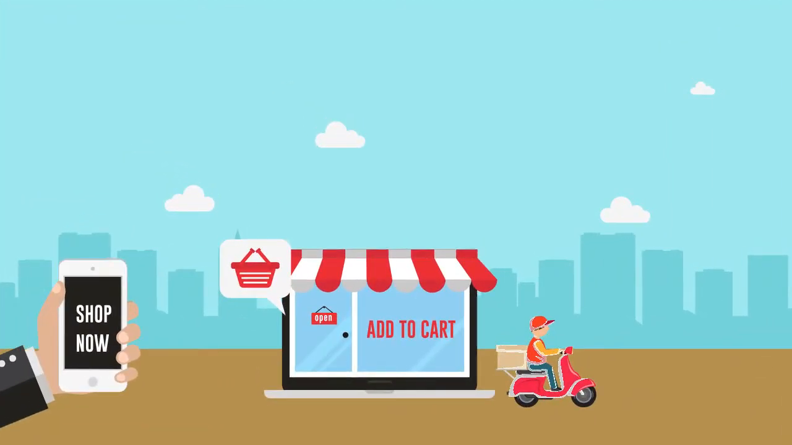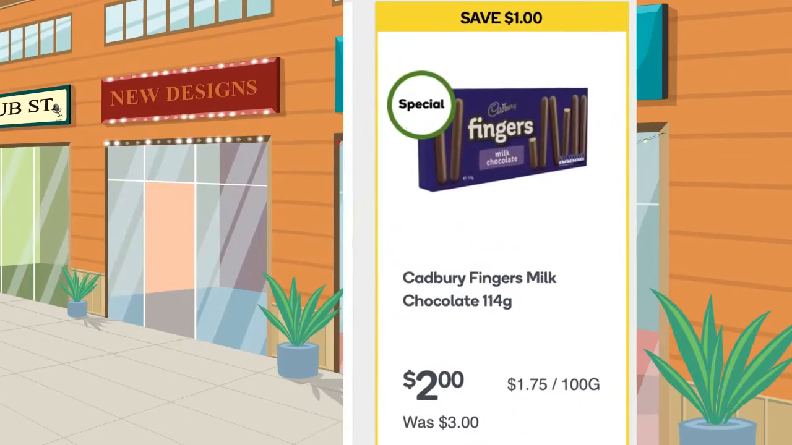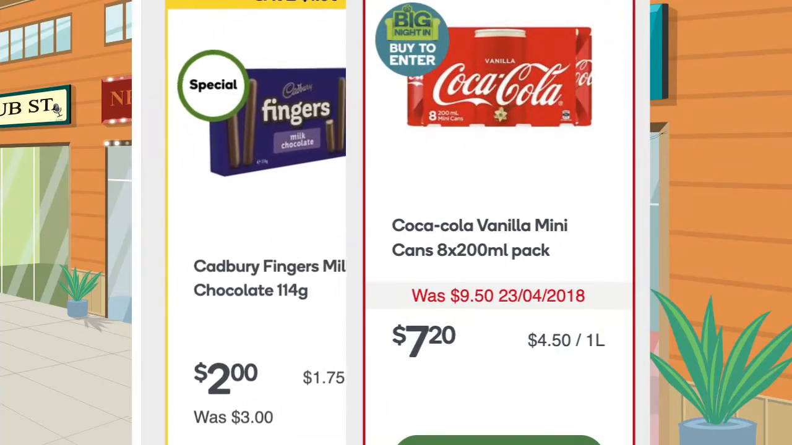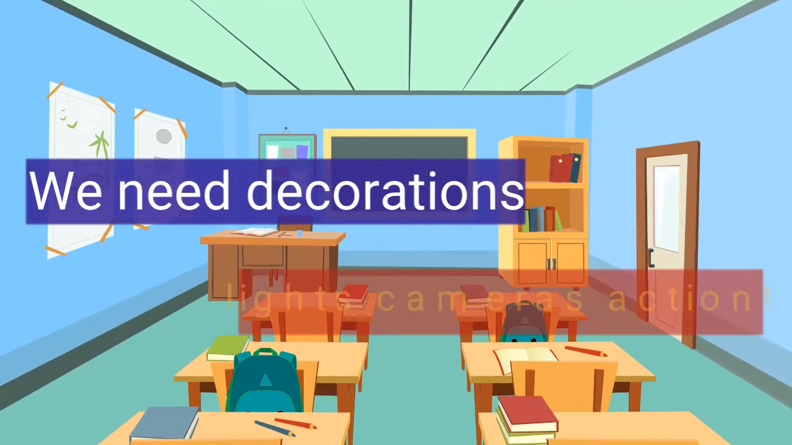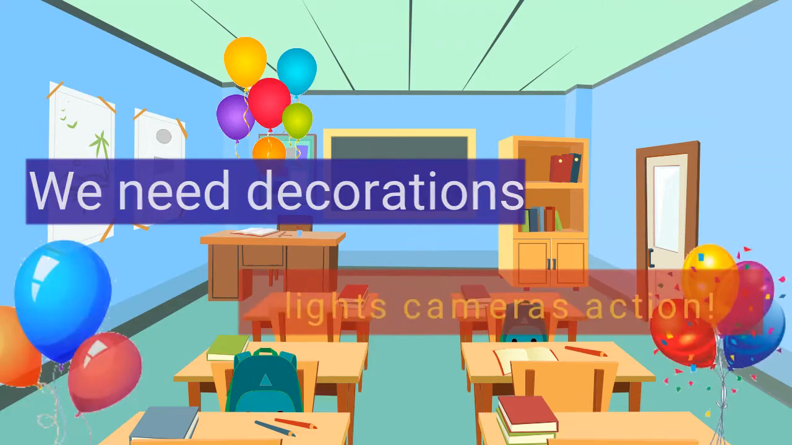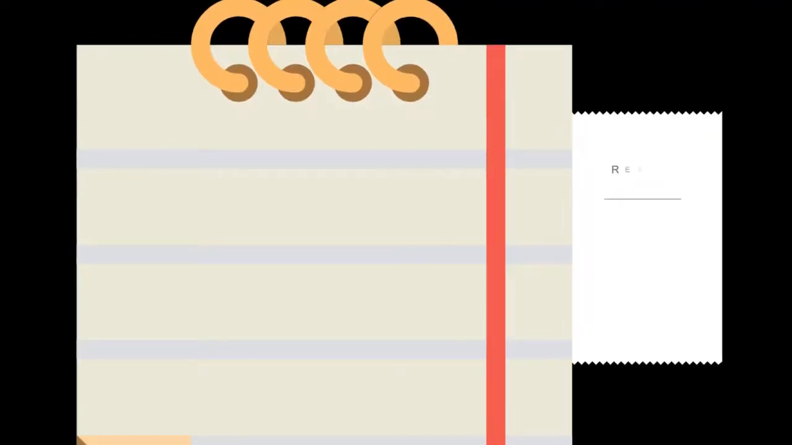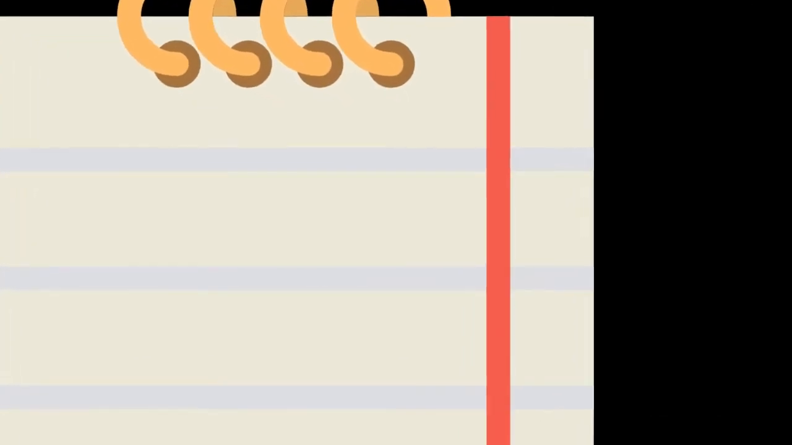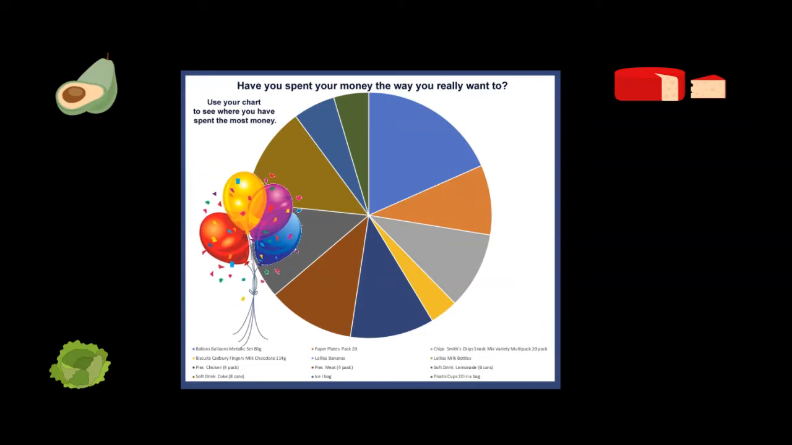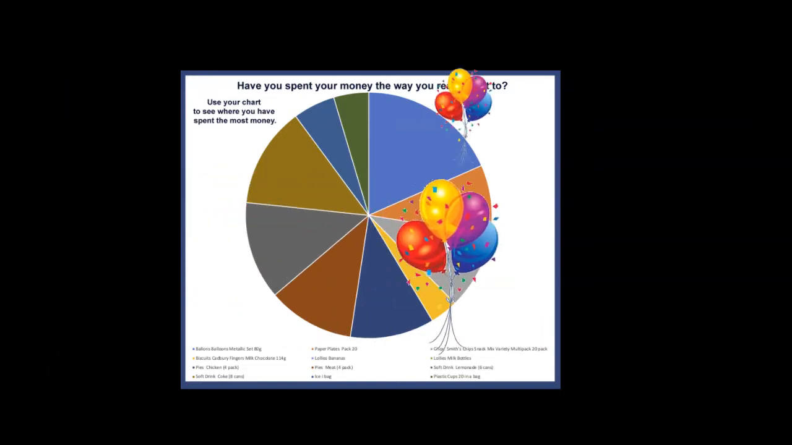Class party time. It is time to shop, but have you made a list? Will you have thought of everything that you need for the party? It actually takes a fair bit of planning to make a party happen. Let's use Excel to get a plan happening.